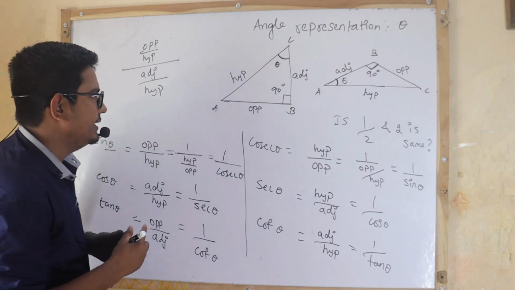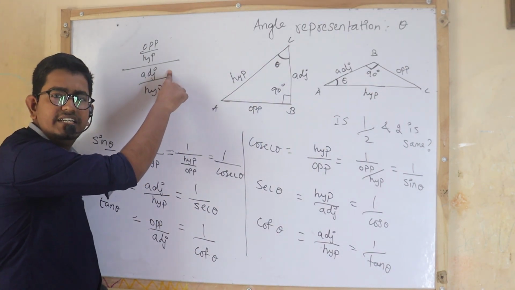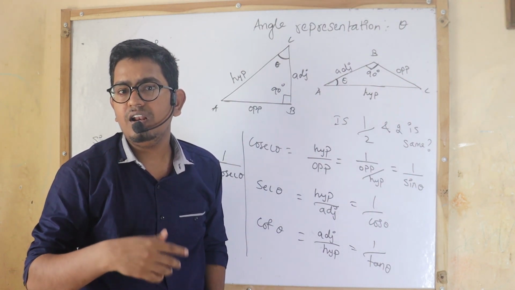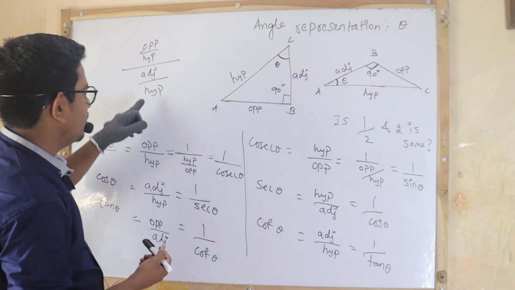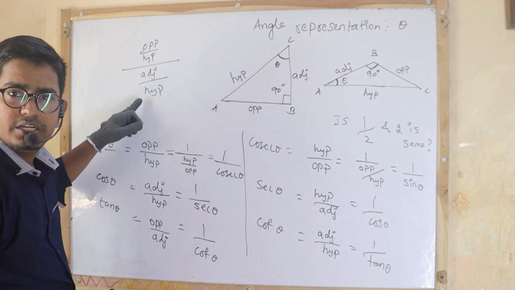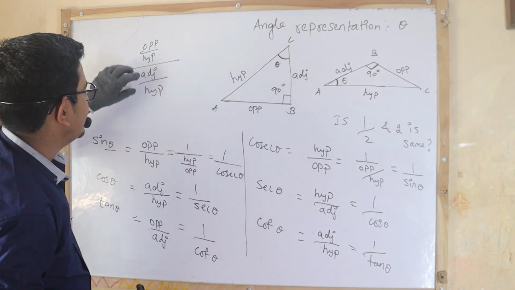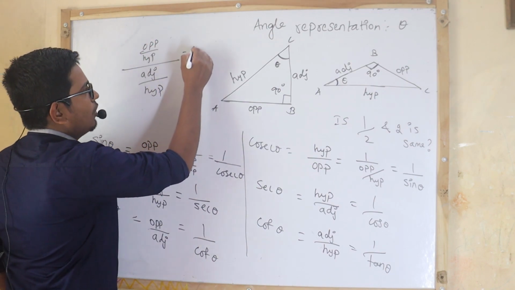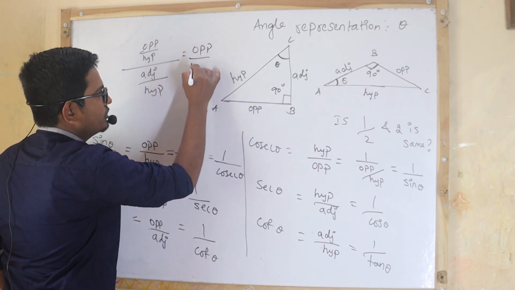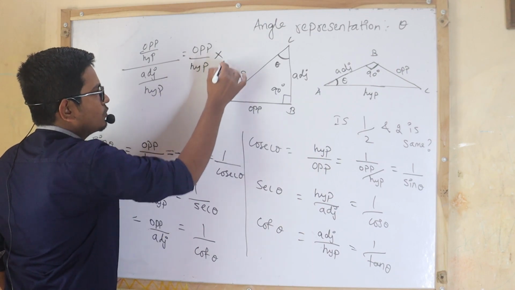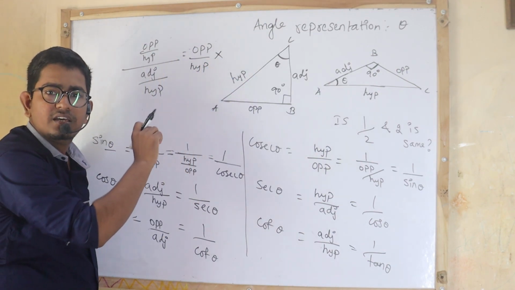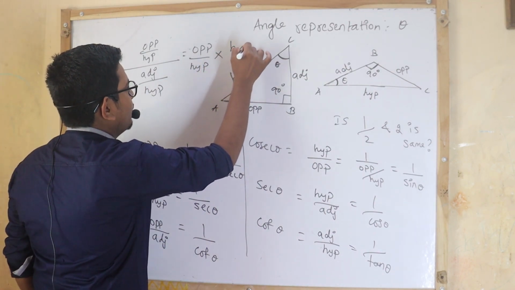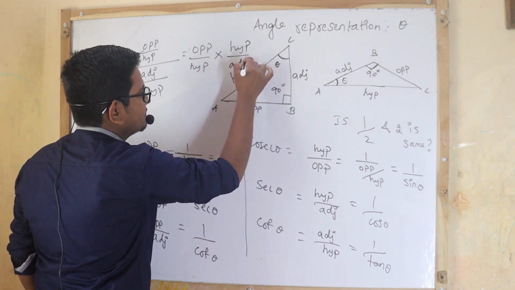As you know already, if in the denominator it is given in the fraction, then it will undergo reciprocal. And once it undergoes reciprocal, it will become opposite side upon hypotenuse. So while going to the numerator, it will go reciprocal. So here it is hypotenuse upon adjacent, right?